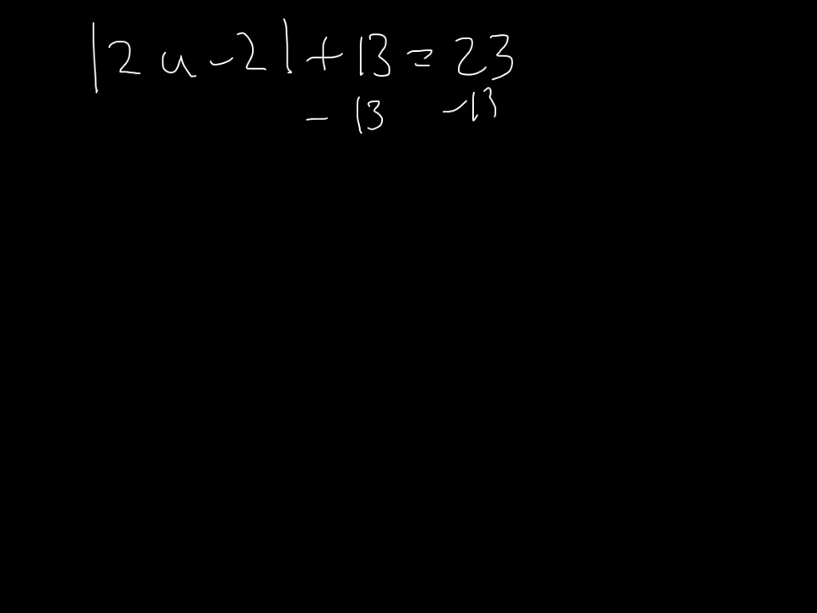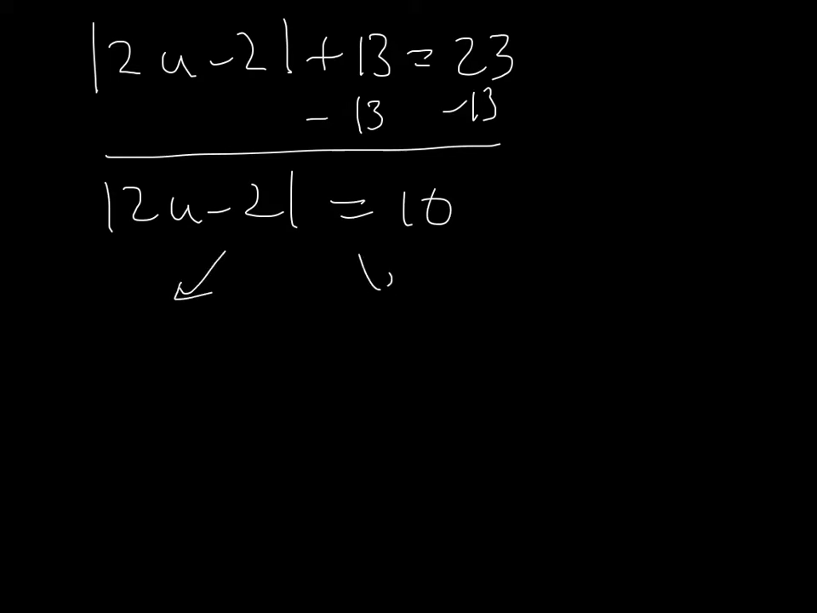Still having two solutions. We've got the absolute value of 2u minus 2, plus 13, is equal to 23. So I subtract the 13, because remember the first step is to isolate that absolute value. Now that's done, and I can split it into two equations. 2u minus 2 equals 10.